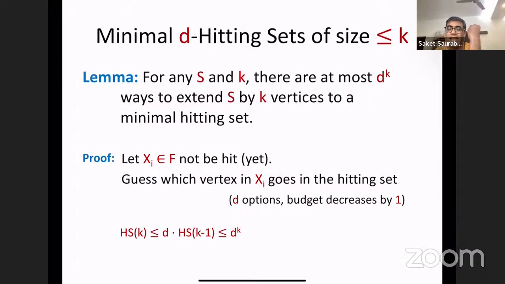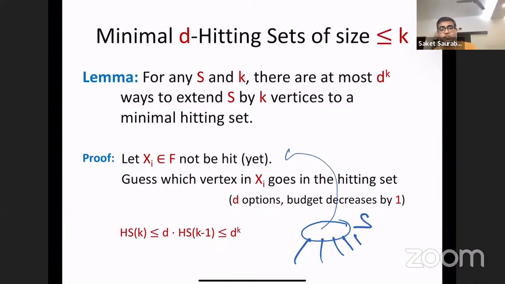But now notice that for any set S and k, there are at most d to the power k ways to extend S by k vertices to a minimal hitting set. How? You are given an S and you want to know whether you can extend it to a hitting set. Basically, you do the same proof. You pick an xi in F which is not yet hit, and do this. So given any set S, the number of ways you can extend it by k extra elements so that it becomes a hitting set is upper bounded by d to the power k.